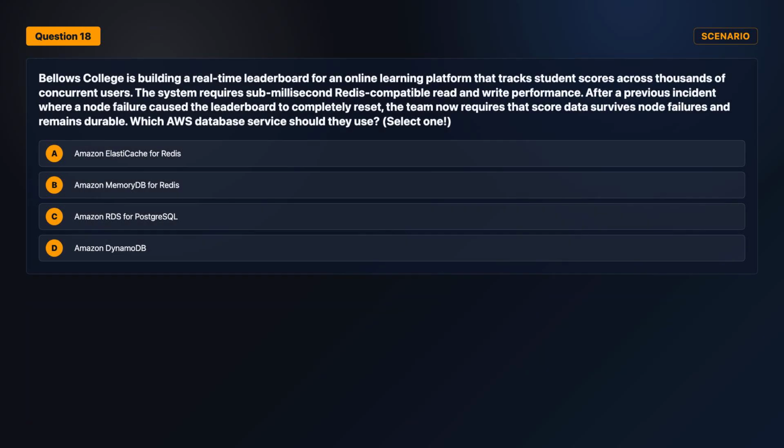Let us keep moving. Question 18. Separate fact from assumption. Bellows College is building a real-time leaderboard for an online learning platform that tracks student scores across thousands of concurrent users. The system requires sub-millisecond Redis-compatible read and write performance. After a previous incident where a node failure caused the leaderboard to completely reset, the team now requires that score data survives node failures and remains durable. Which AWS database service should they use? Select one. Review the answer choices on screen.